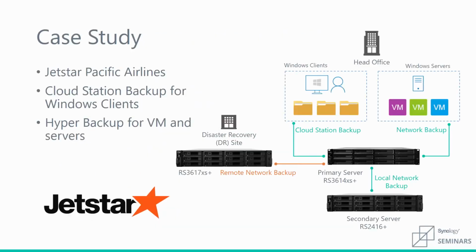So we always like to highlight a real-world case study if possible, and we'll be discussing here Jetstar Pacific Airlines. Jetstar is using CloudStation backup to back up their Windows computers to a primary server, a local network backup to a secondary server, and a remote network backup to a disaster recovery site, all using Hyper Backup. A very cool use case where they are using all Synology software to get extreme redundancy of their data.